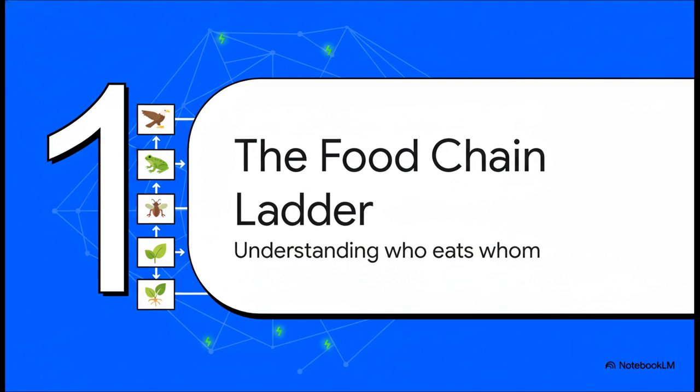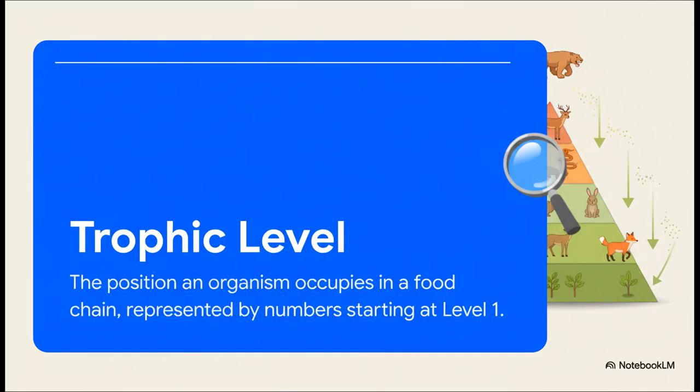To really get a grip on energy flow, we first have to figure out the basics. Who's eating whom? Starting right from the very bottom. Okay, here's a key term you absolutely have to know: trophic level. Sounds a bit fancy, I know, but it simply means an organism's spot in the food chain. Examiners absolutely love this term, so make sure you get it locked into your memory.